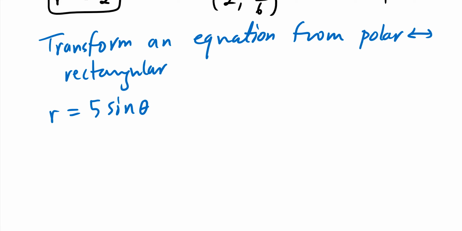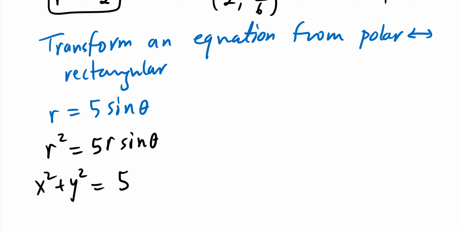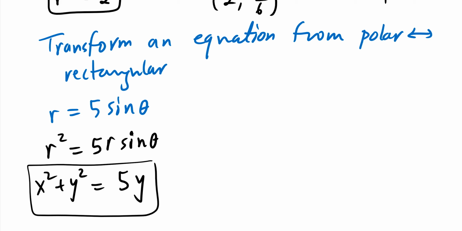Well, here there's a trick, one trick. You multiply both sides by R, so you get 5R sine theta. R squared is x squared plus y squared. R sine theta is y. So that gives me the equation. R sine theta is y.